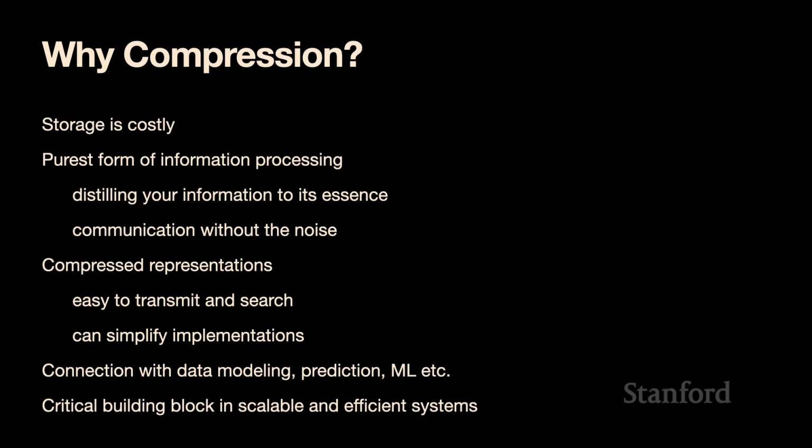Okay? So you also have these compressed representations, which might be very easy to transmit and search on, because now you have thrown away the fluff and kept really the information part of things. And it can even simplify implementations. For example, if you are working on just the compressed representation instead of the whole big data, you may not be able to move that whole big data, versus if you're working with a smaller part of it, maybe you can do something about it.